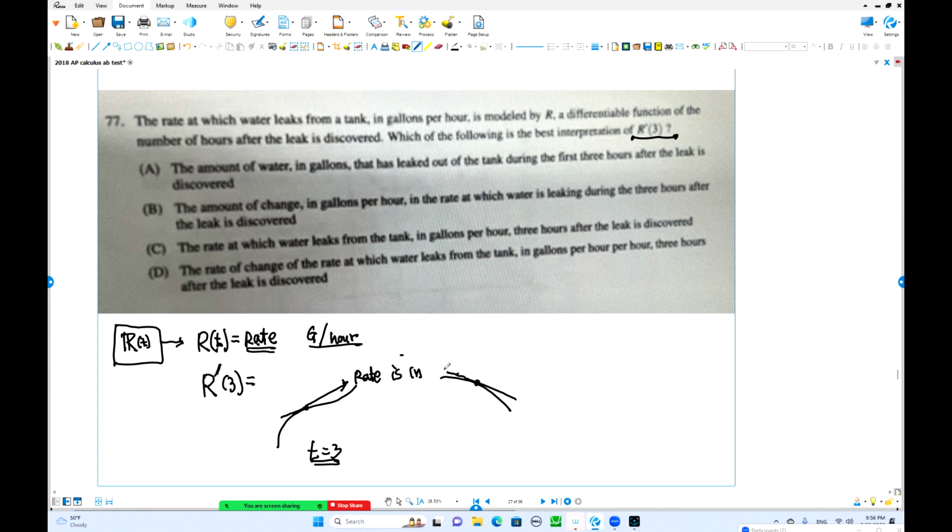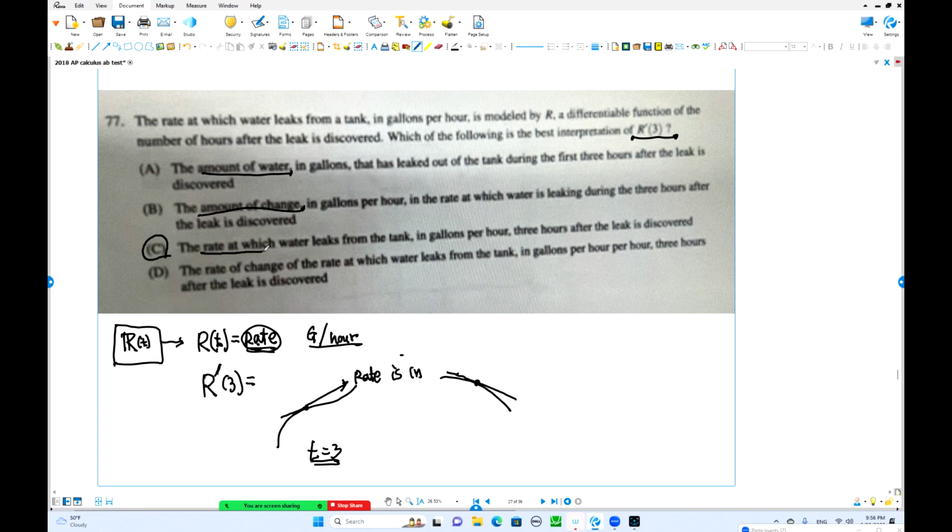Amount of water in gallons it has leaked? No, not the amount of water, okay? The rate is decreasing, not the amount of water. That's the difference. Amount of change in gallons per hour? No, not the amount of water change, okay? The rate is changed. The rate at which water leaks from the tank in gallons per hour, after three hours, is discovered. That's the answer, okay?